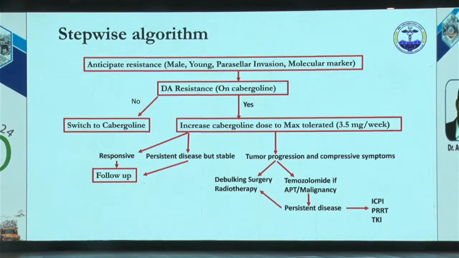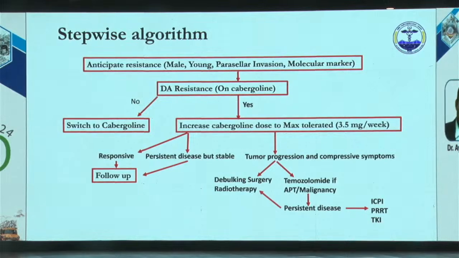So, based upon available evidence, this is what I could synthesize. You should anticipate resistance in a young male patient with parasellar invasion. Get some molecular markers from your pathology colleague, and you can anticipate the DA resistance. If he or she is not on cabergoline, switch to cabergoline.